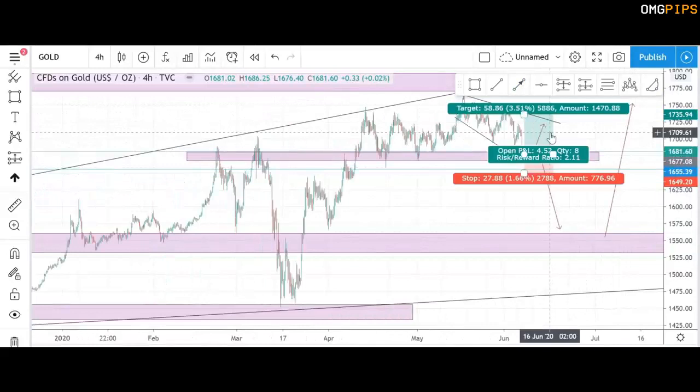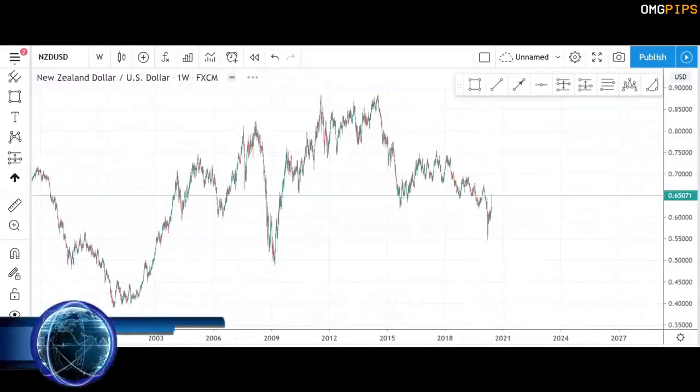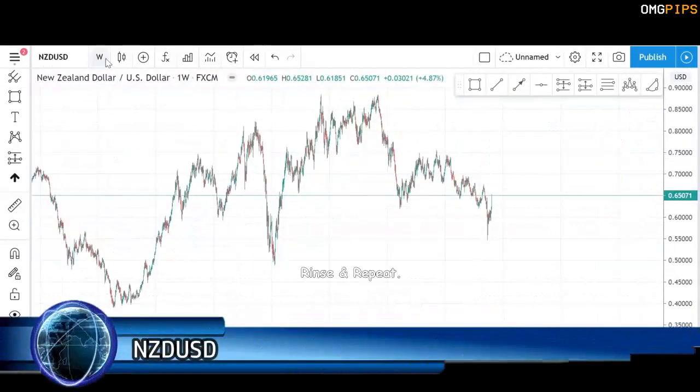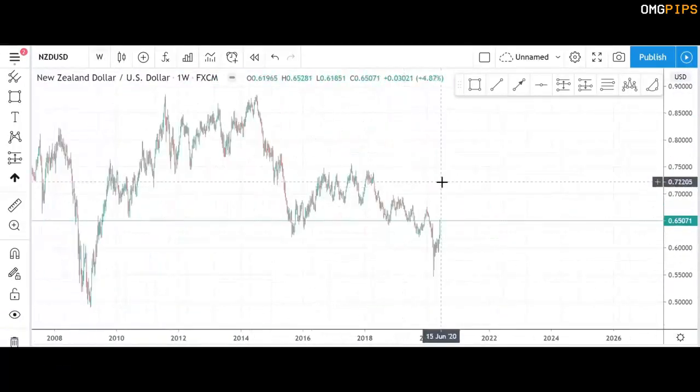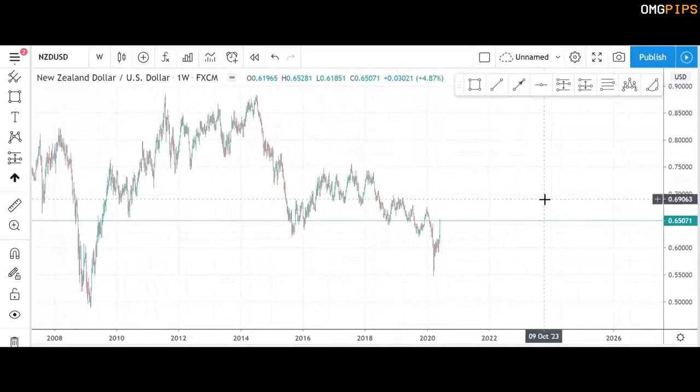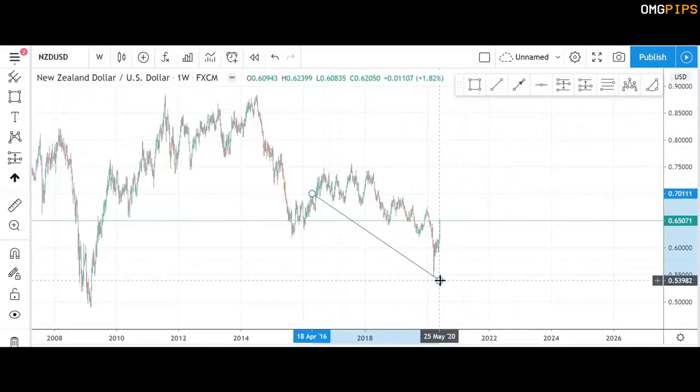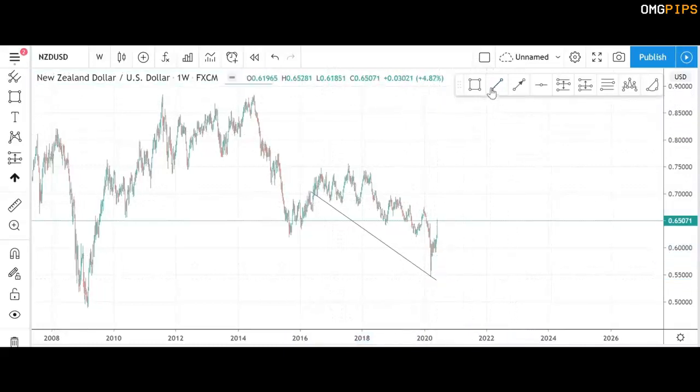So let's go to our last pair, NZDUSD, and as always, we start from a weekly time frame. Okay, so let's see what the market has for us. Without even analyzing, you can already see that currently the market is at a downtrend, and this would be our downtrending support structure down here. At the top right here, this would be our downtrending resistance.